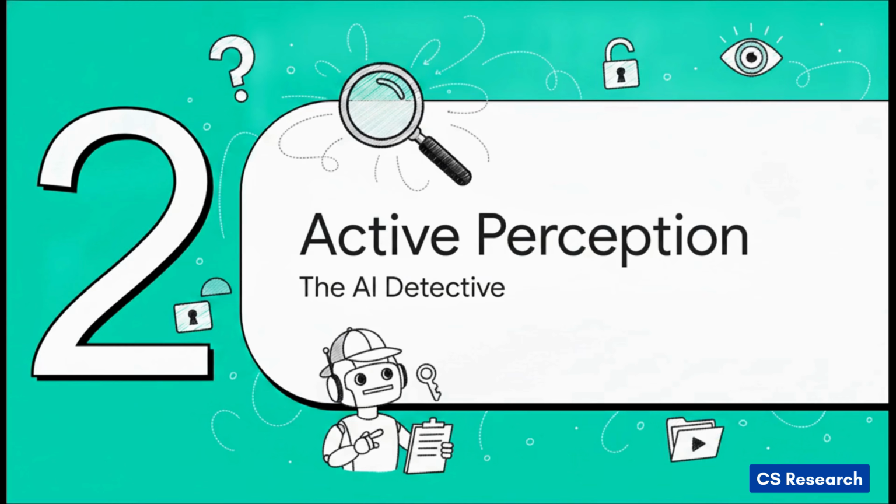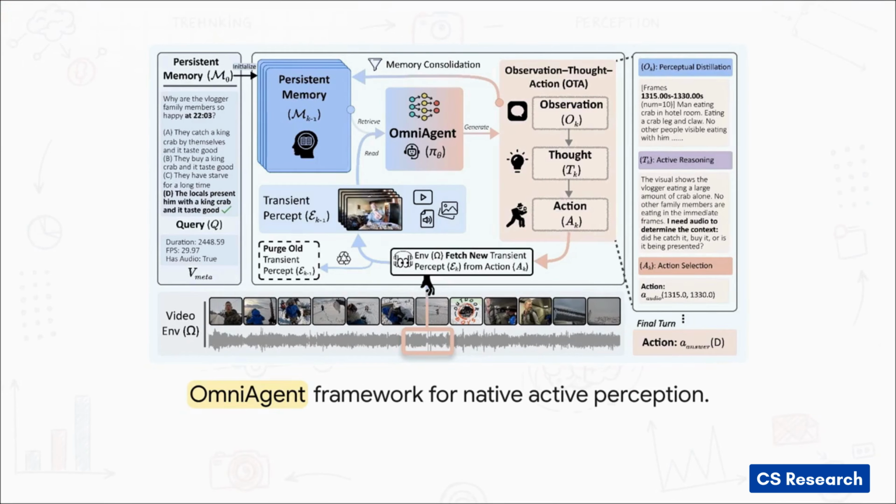To solve this massive scaling nightmare, researchers built OmniAgent. Now, I really want to take our time here and thoroughly break down this core architecture diagram, because this is absolutely the heart of the entire system. We need to understand every piece of this. If you look over on the far left, you'll see the persistent memory. I want you to think of this as the detective's physical notebook. Moving to the middle, we have the OmniAgent brain itself, which acts as the central processor driving the observation thought action cycle that you see over on the right side.